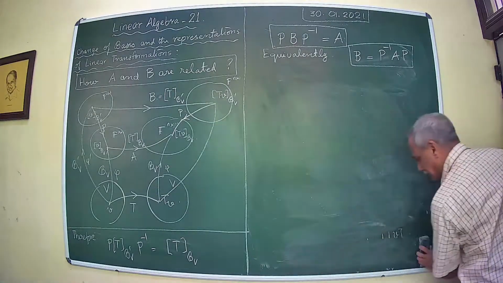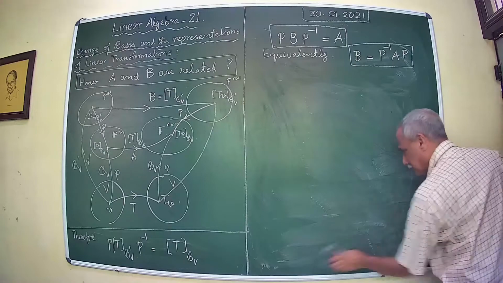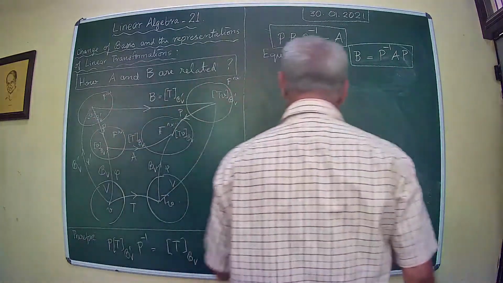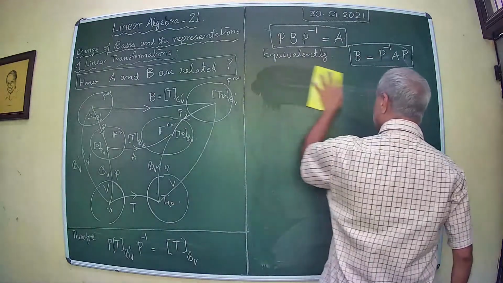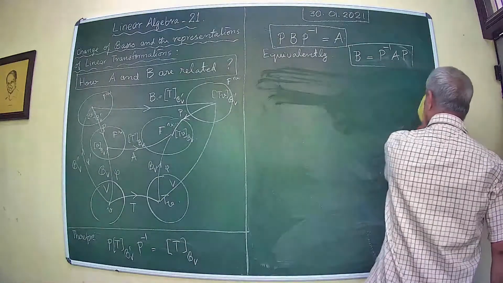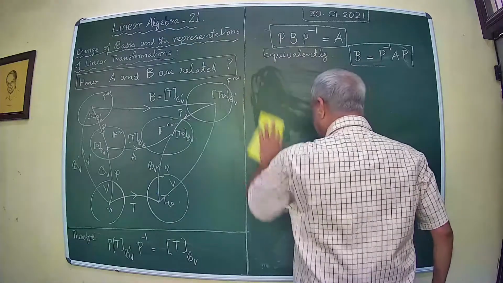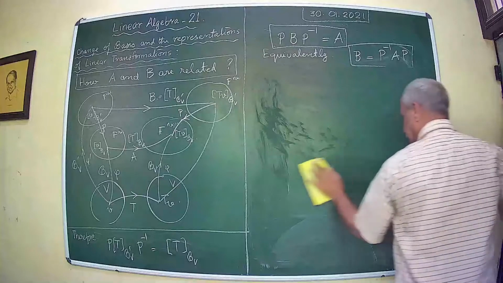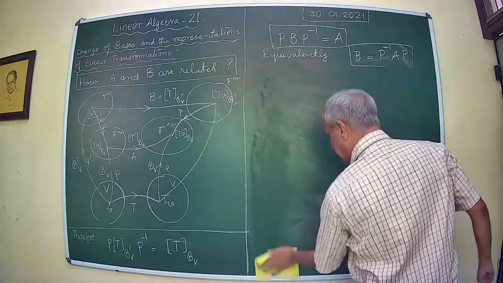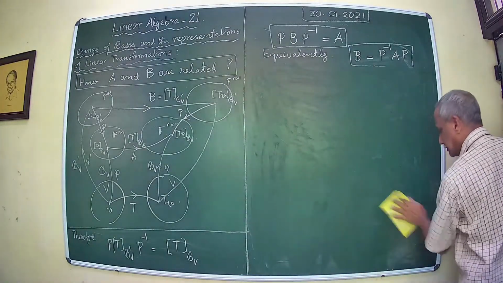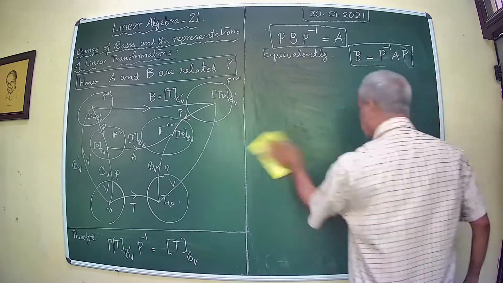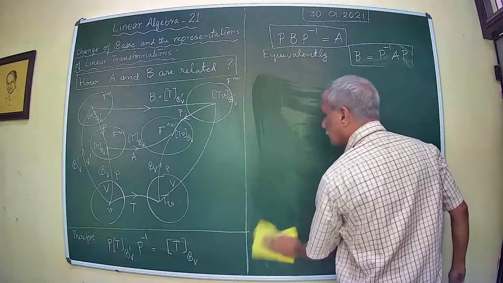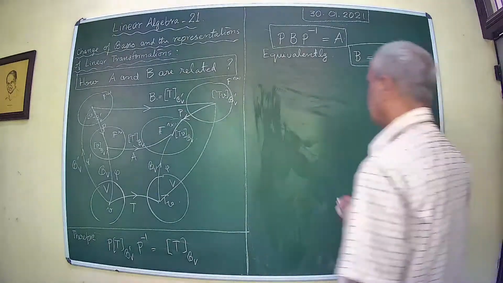Assuming that the ordered basis, assuming that the range of the linear transformation is the same space. Now let us generalize this. Now we shall generalize this.